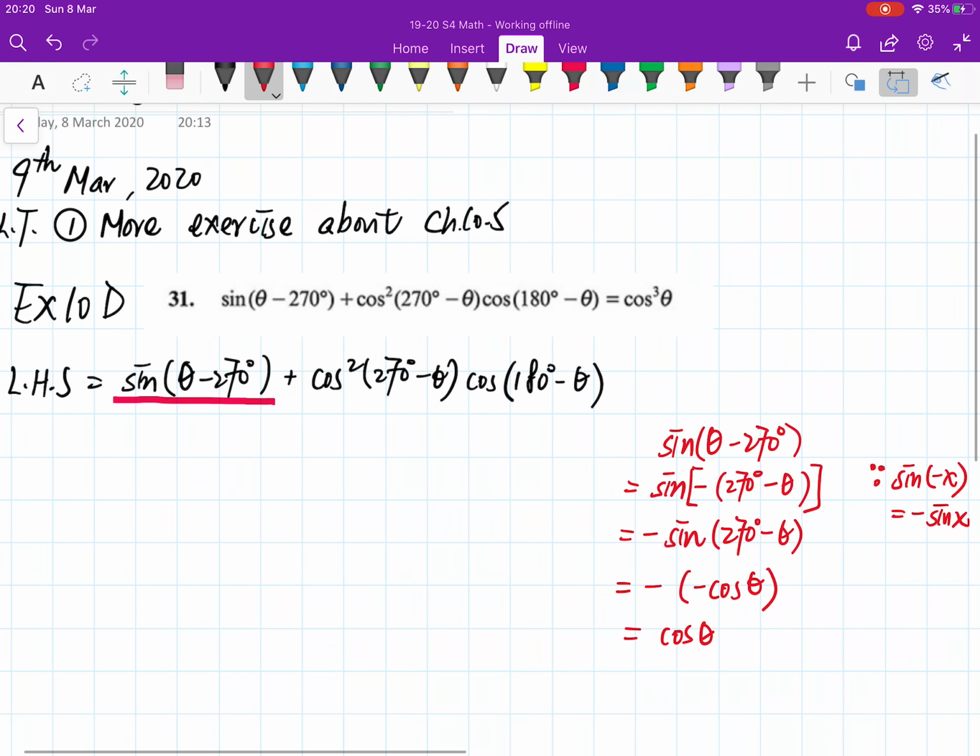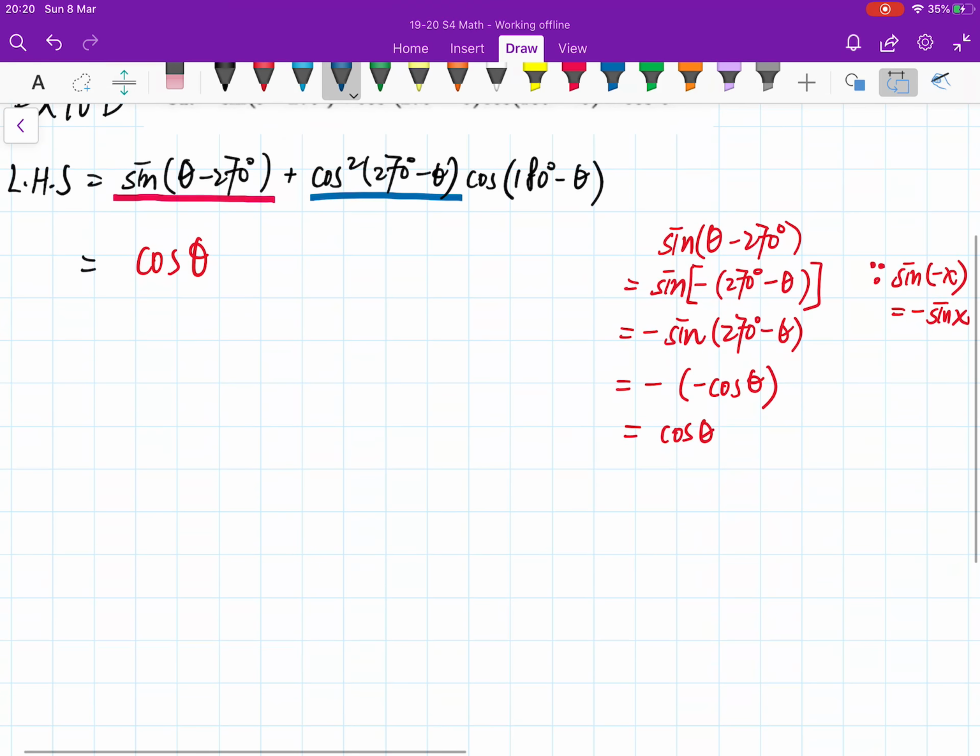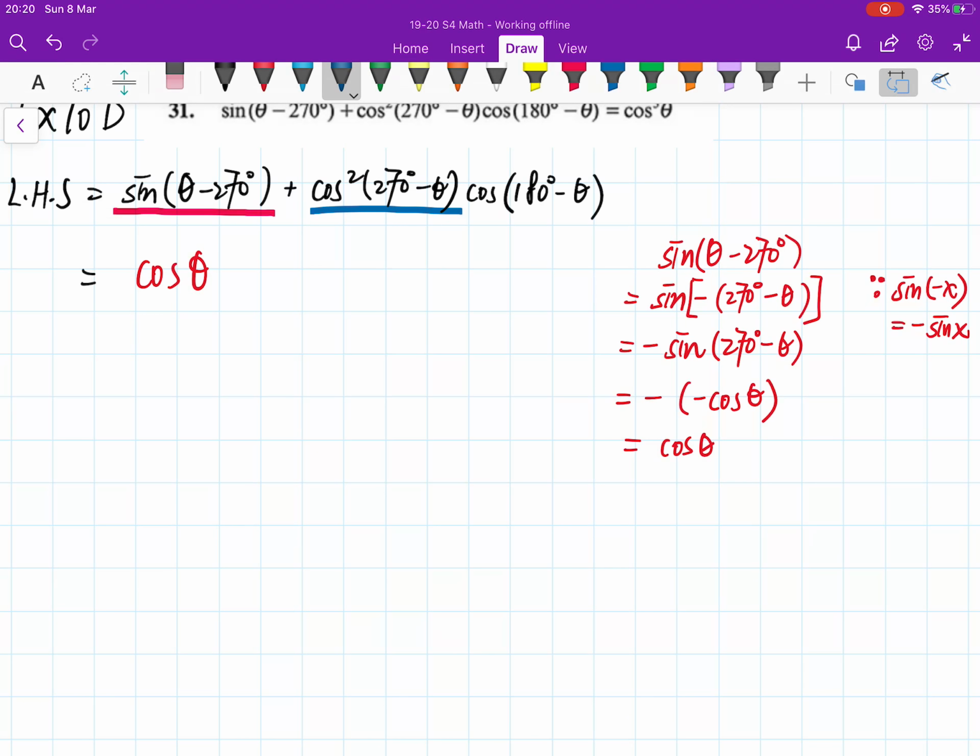Okay, so we finished the first part. So we can transform the sine(theta minus 270 degree) into cosine theta. Okay, next, so I want to give you a quick revision about how to transform cosine square(270 degree minus theta). Okay, so I highlight it with blue color, and then I will do it here.